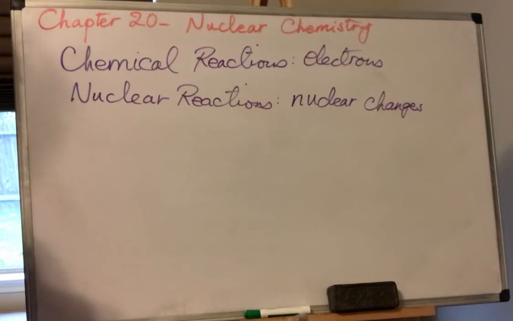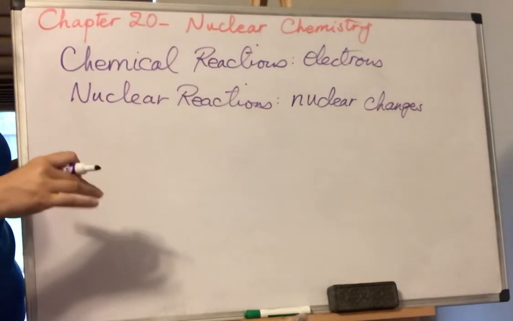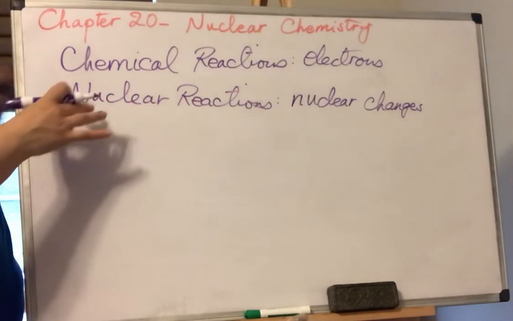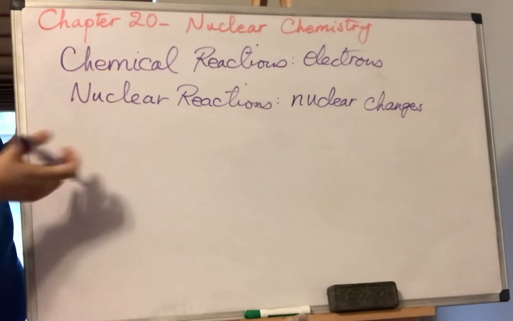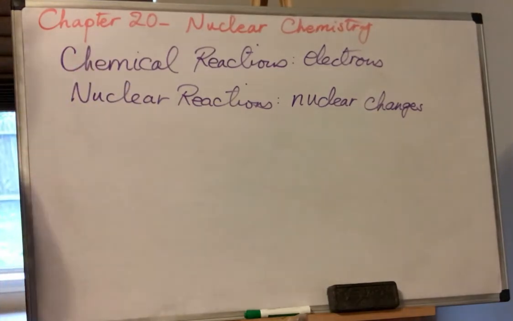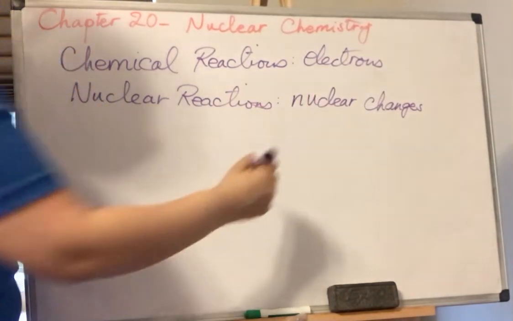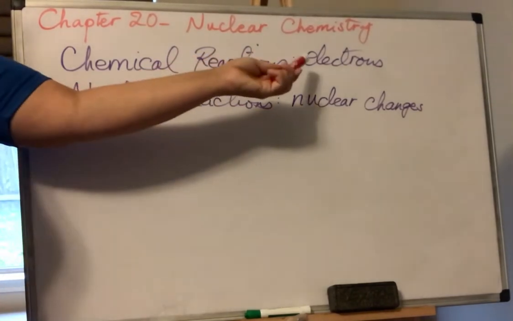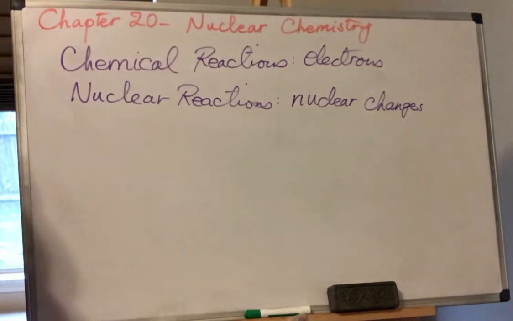All right, let's learn a little bit about nuclear chemistry together. In the previous chapters, we talked about chemical reactions, and all the time we emphasized electrons. But the difference between a chemical reaction and a nuclear reaction is that in a nuclear reaction, we're talking about nuclear changes that are independent from the environment around the atom, while chemical reactions depend on what atoms are surrounded by.